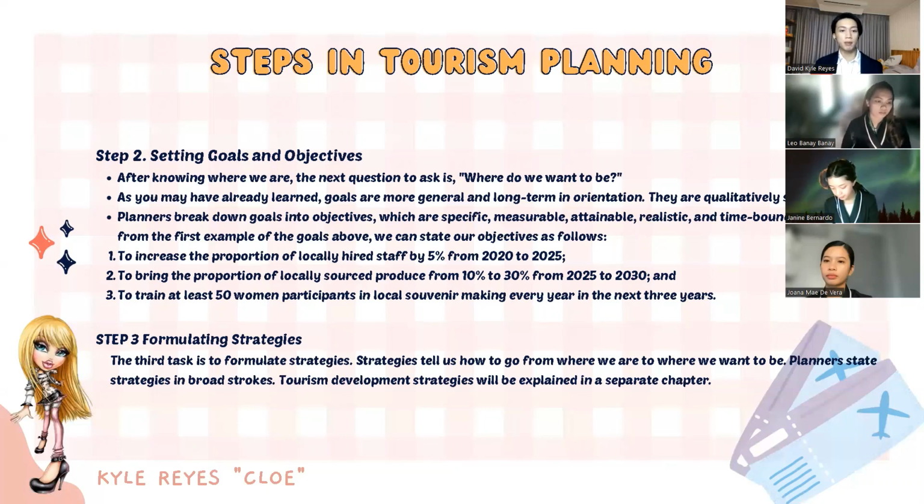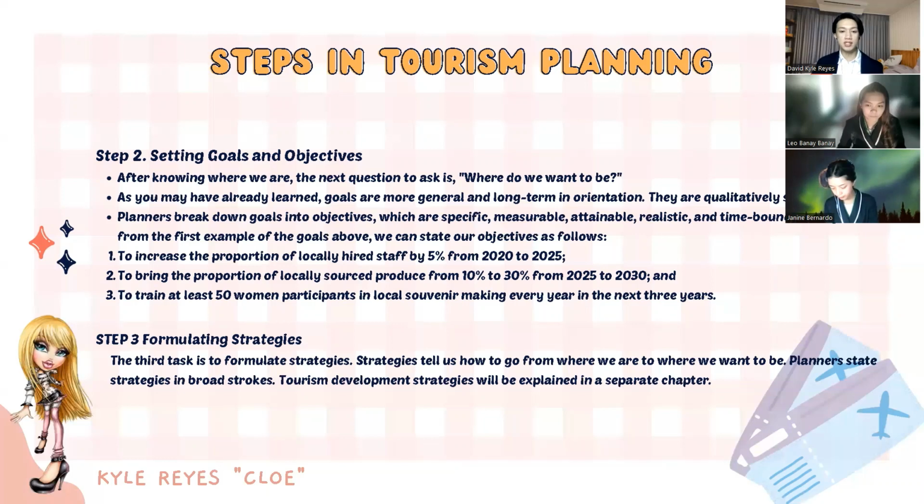To increase the proportion of locally hired staff by 5% from 2020 to 2025, to increase the proportion of locally sourced produce from 10% to 30% from 2025 up to 2030, and to train at least 50 women participants in local souvenir making every year in the next 3 years.